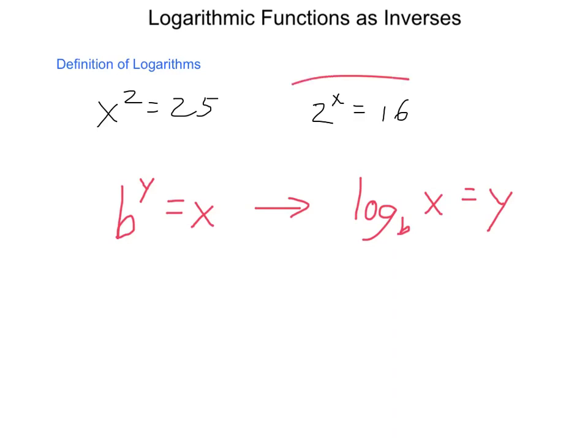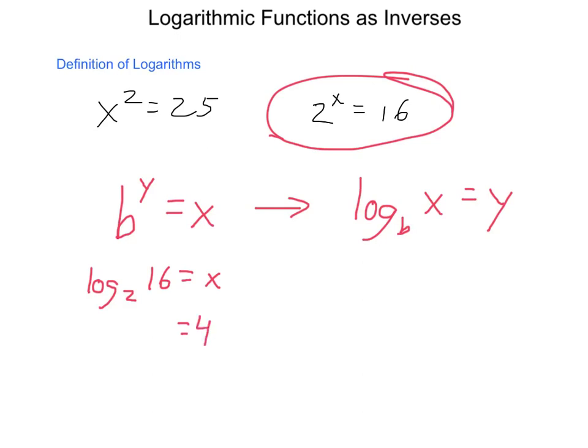So back to our original idea of 2 to the x equals 16, this would say log base 2 of 16 equals x. So what power do we raise 2 to get 16? And our answer is 4. And we have a way of being able to evaluate these. Now it is important to remember that when dealing with logarithms, b has to be greater than 0 and b cannot be 1, because 1 to any power is 1.